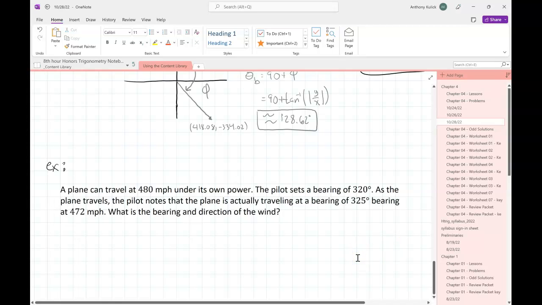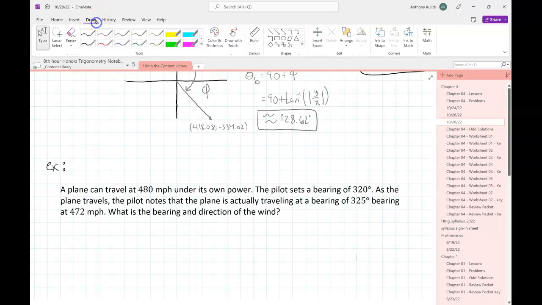So here it says a plane can travel 480 miles per hour under its own power. The pilot sets a bearing of 320 degrees. As the plane travels, the pilot notes the plane is actually traveling at a bearing of 325 degrees at 472 miles an hour. What is the bearing and direction of the wind? What's going on here that's different than before?